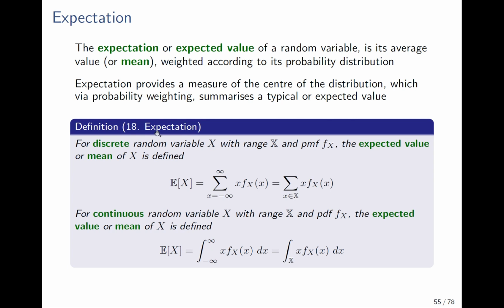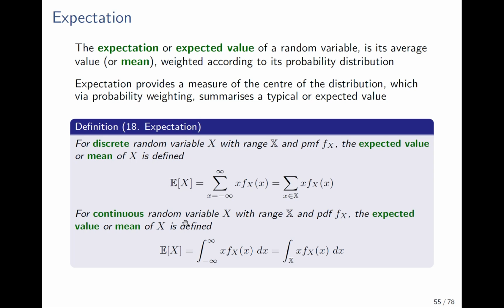We'll define it here in this definition 18. For a discrete random variable x, the expected value or the mean of x is defined as the sum over all possible values of x of x times the probability of obtaining that particular value, as given by the PMF. So that is the expectation in the discrete case. The notation for expectation is this letter E that we're going to use in this double form.